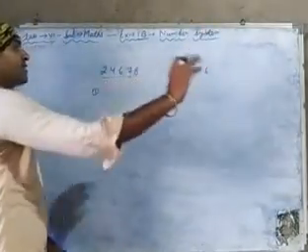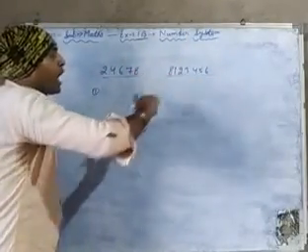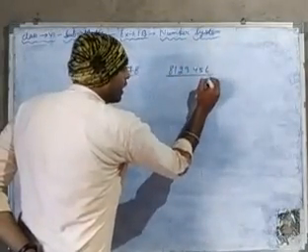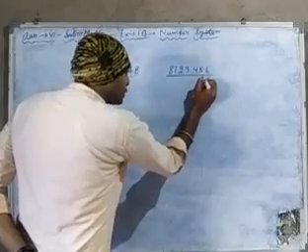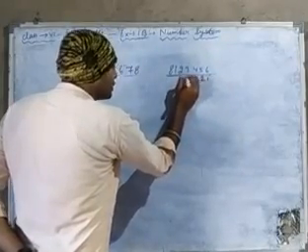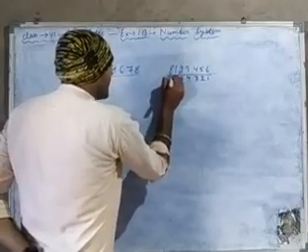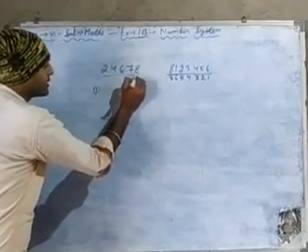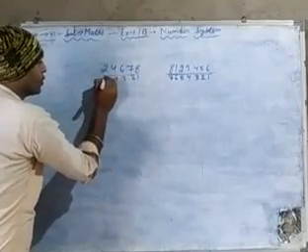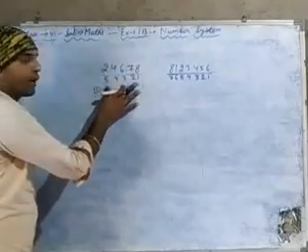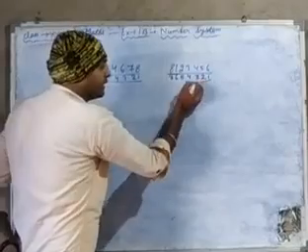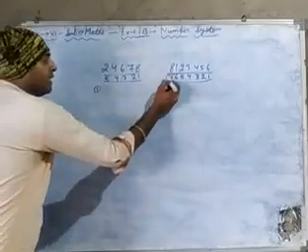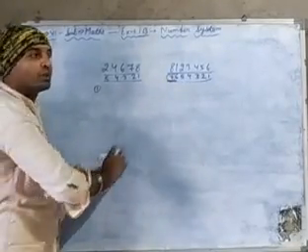Now, first, what do we have to do? We have to count the digits. Suppose in this number, how many digits are there? 1, 2, 3, 4, 5, 6, and then 7. And in this number, how many digits are there? 1, 2, 3, 4, 5. So in this there are 5 digits, and in this there are how many digits? 7 digits. So which one is greater? 7 is greater.